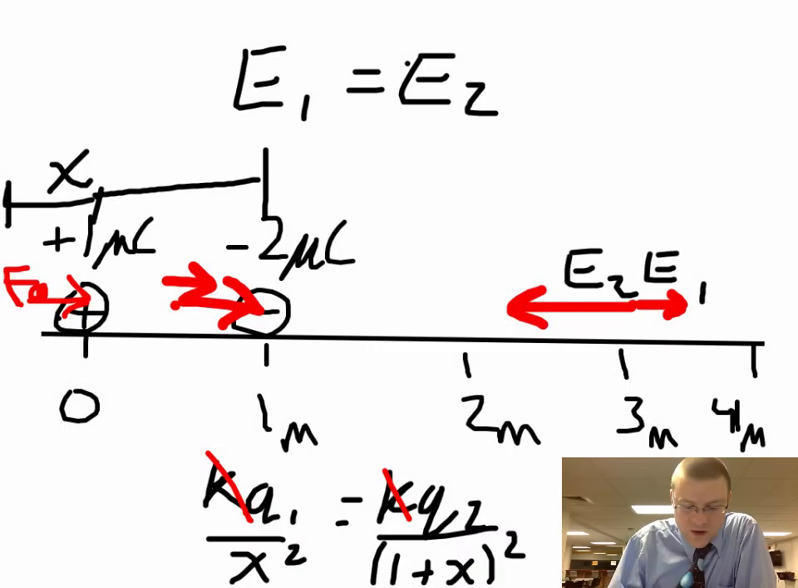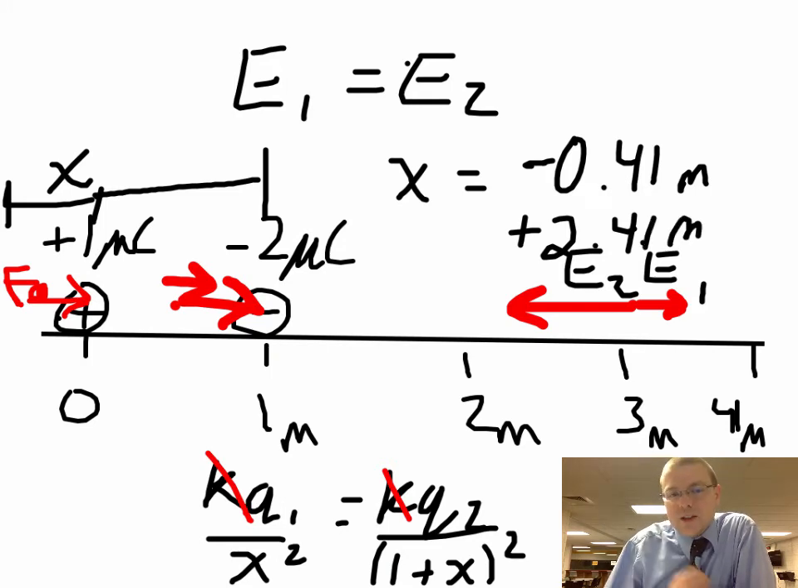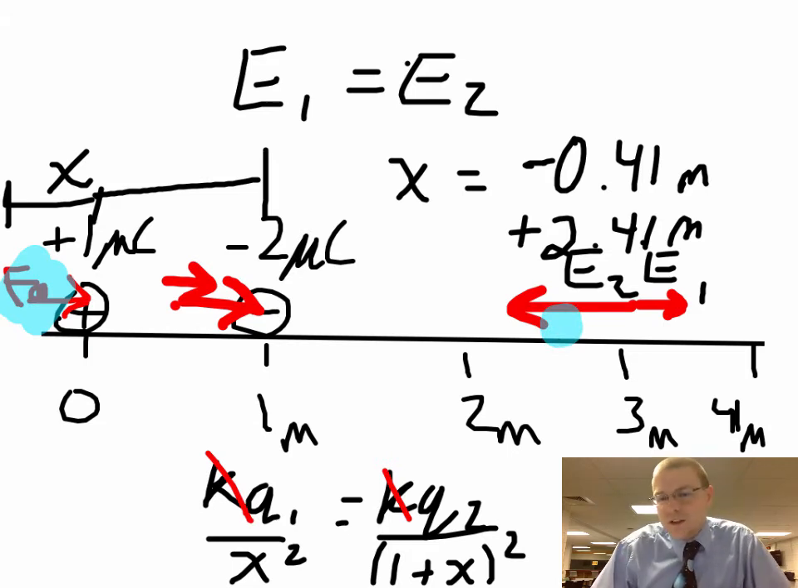Your roots, when you finally get your answer, should be something like this. You should get an x of negative 0.41, and you'll get a root of positive 2.414. So there's actually two locations where the electric field is going to cancel. Negative 0.4 meters to the left of that positive charge, but also 2.41 meters to the right of the negative charge. So right in that location. So these two roots do make sense and they are real.